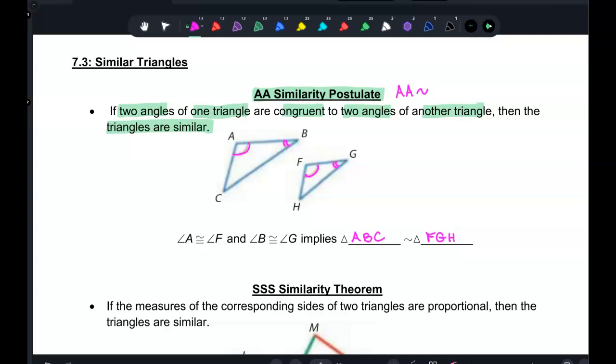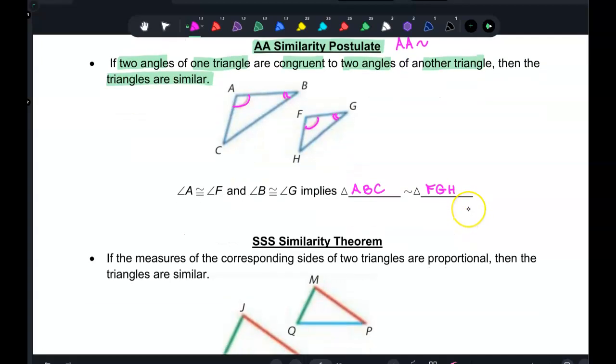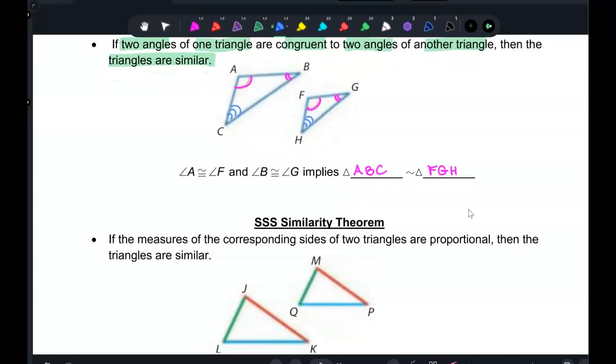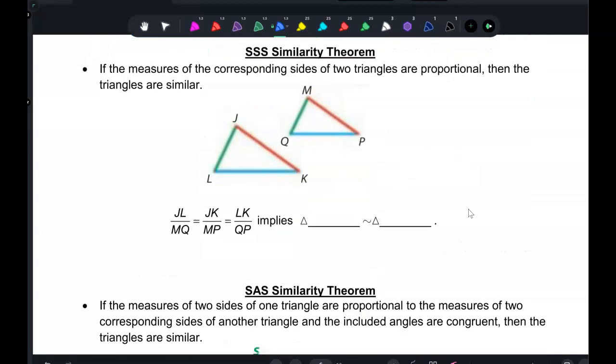Again, just making sure that the angles match up. Now, the reason we don't have an angle similarity postulate is just if there's already two angles, automatically these third angles, we had a third angles theorem in the first semester, those angles are going to have to be congruent. But really, we just need the two.